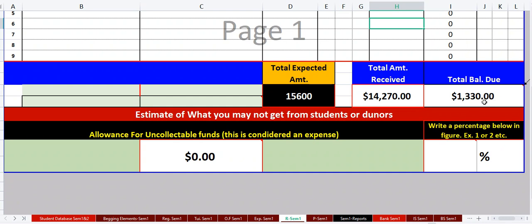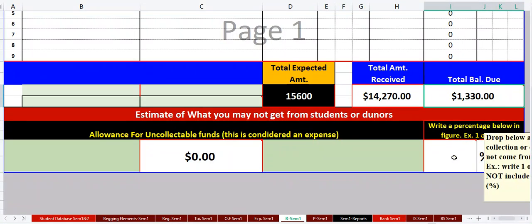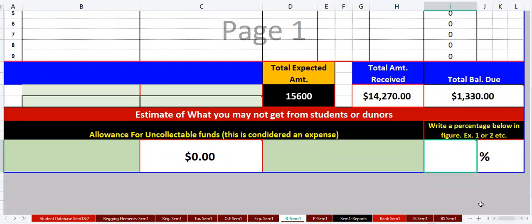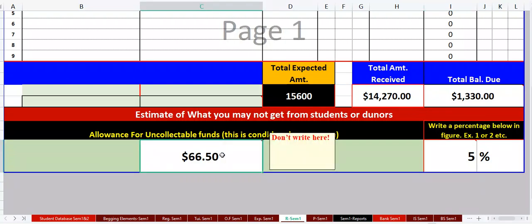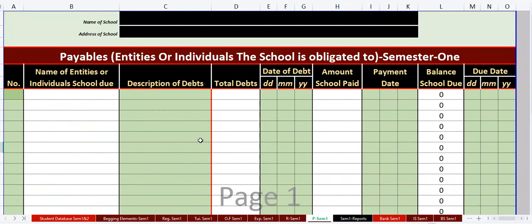So we know that this money, we say we may not collect all the money from past experience. So let's say we may not collect 5% of this money. So we put a 5 here. If you put a 5, you'll see how much we collected. That means $66.50 will not be collected from this money. Right? So this become our allowance for uncollectible funds. That means it becomes an allowance. Now this will be an expense on our part. We got place for it, and we'll come to that. Then we come to payables. Alright, I think in our beginning value here we said we're supposed to pay somebody.